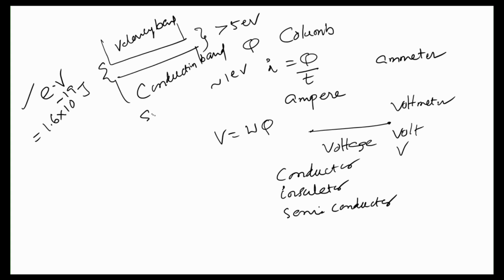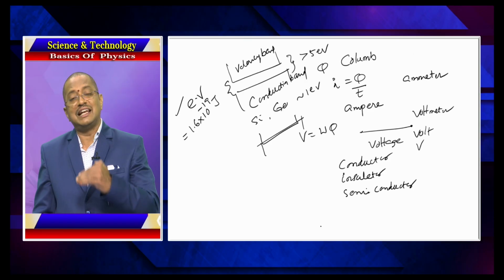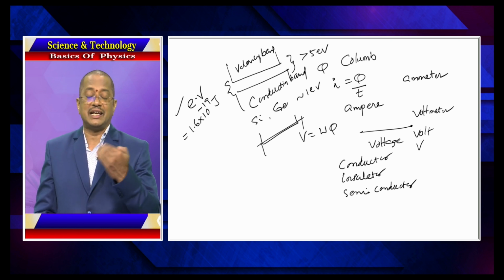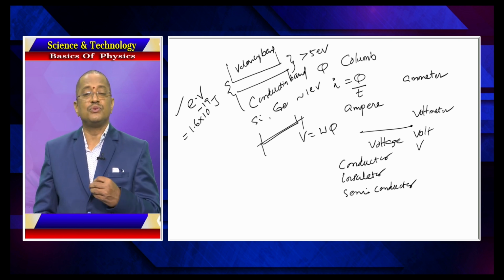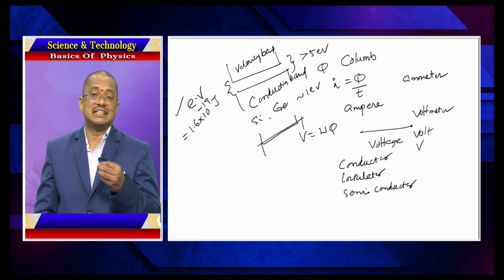Generally, silicon and germanium are used for semiconductors. Coming to the next one, a conductor. If there is no energy gap between the valence band and the conduction band, meaning they overlap each other, then electrons simply move from one band to another, and there is a flow of free electrons. We call it a conductor.